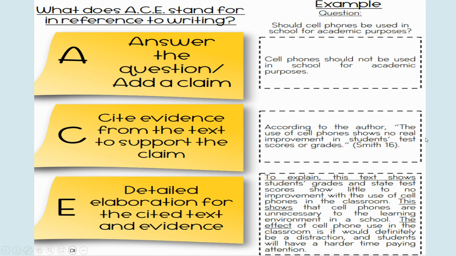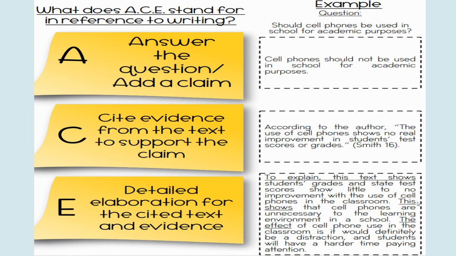Then we'd be citing evidence to support our claim. According to the author, we can see, that's prove it to me language, the use of cell phones shows no real improvement in the students' test scores or grades. Then we need some detailed elaboration in the rest of the paragraph to explain this text.